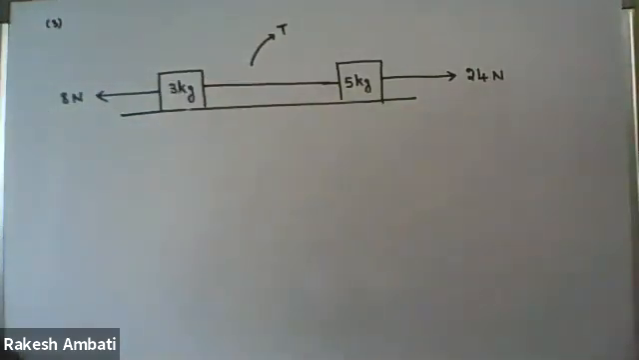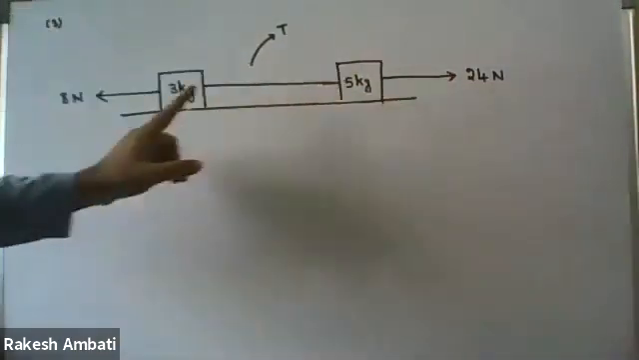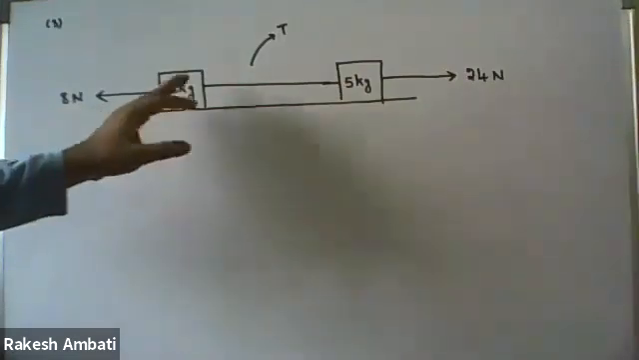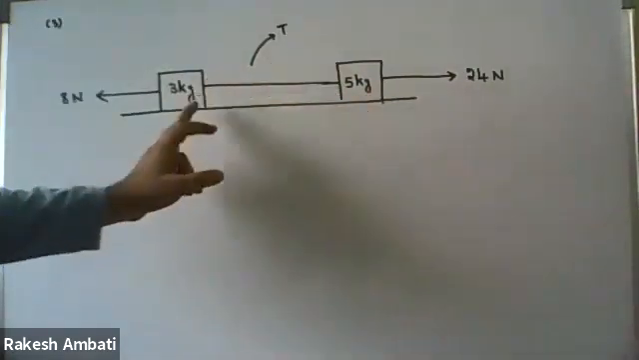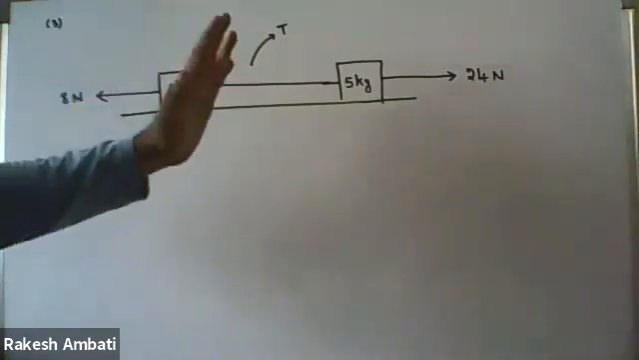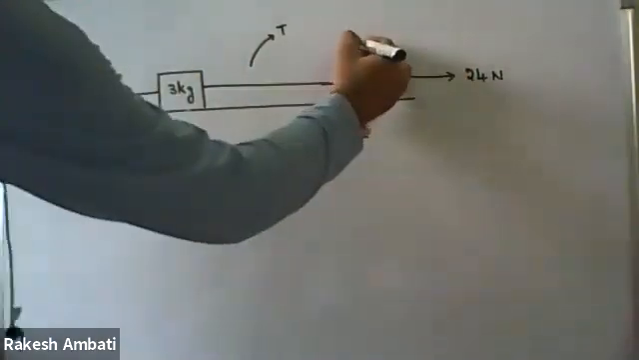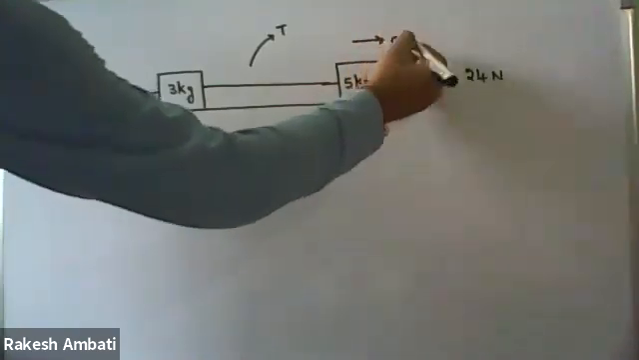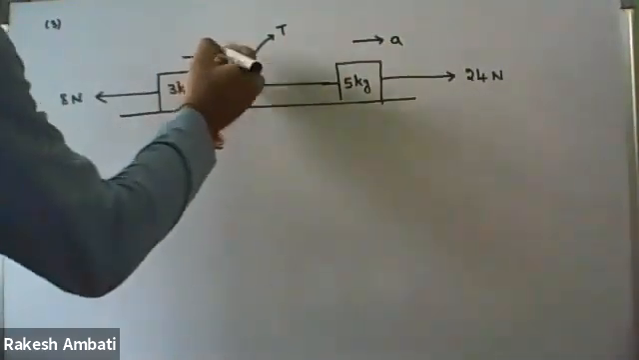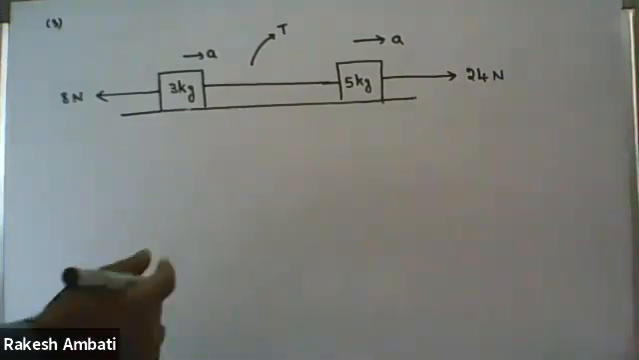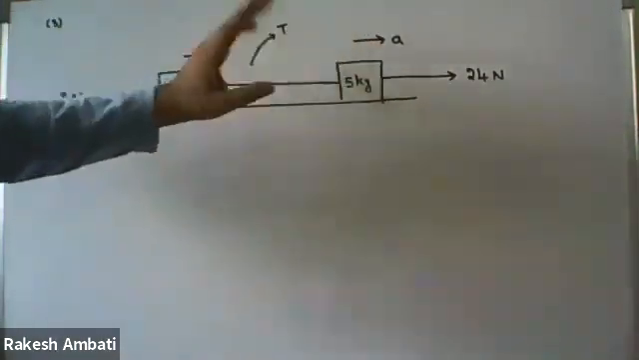Think logically: on one side 24 newtons, on the other side 8 newtons. Now this system of blocks will move to the right-hand side with the same acceleration A. Now let us find the acceleration and the tension force.